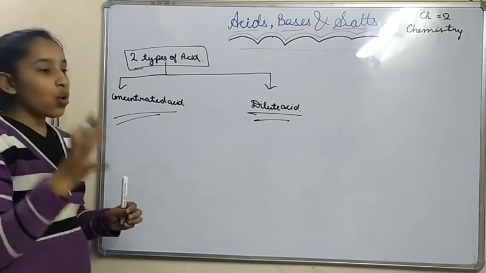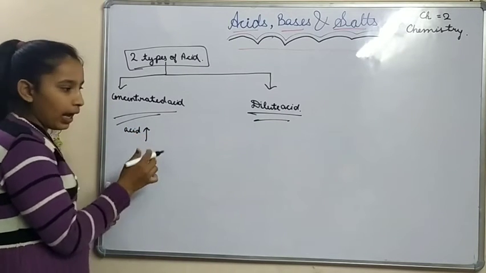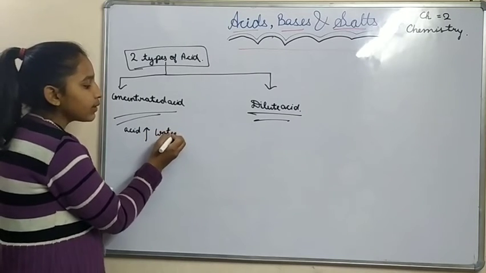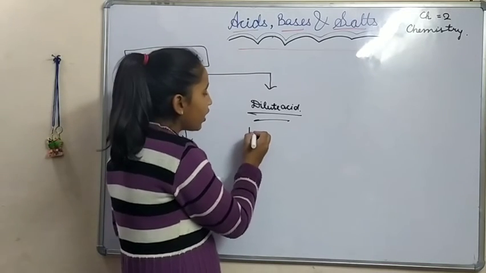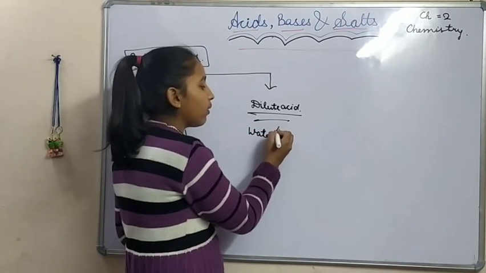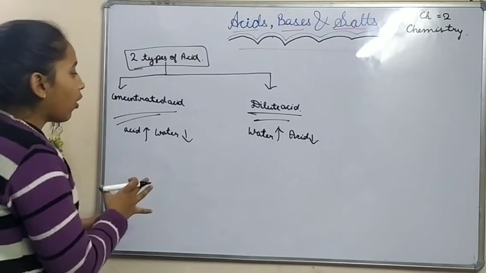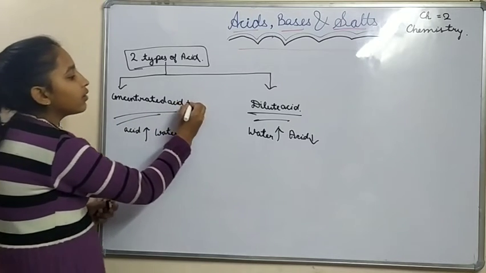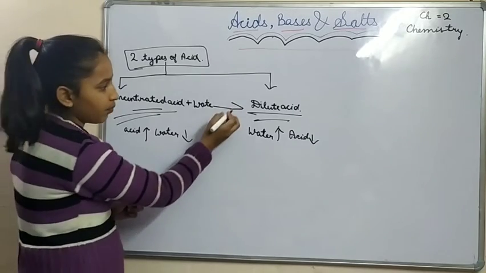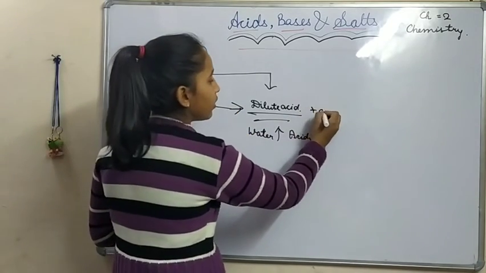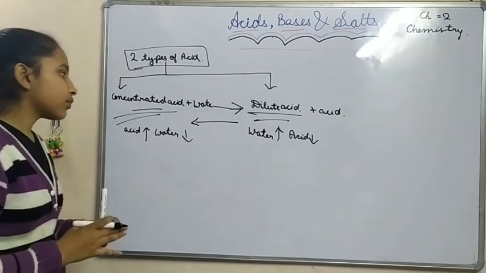Concentrated acids are those types of acid in which the amount of acid is very high and the amount of water is very less. And dilute acids are those types of acid in which the amount of water is very high and the amount of acid is less. We can also say that if we add water to concentrated acid, it will become dilute acid. And if we add acid to dilute acid, it will become a concentrated acid.